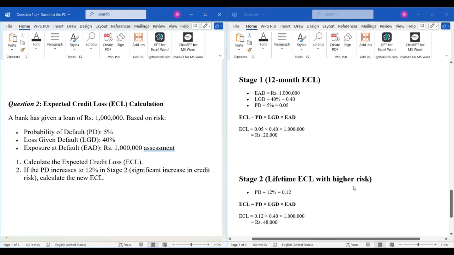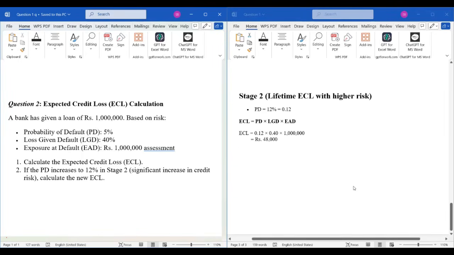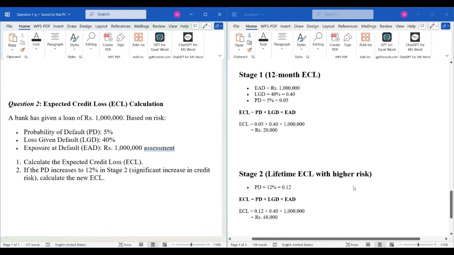The second one says that if the PD increases to 12% in stage 2. In the first scenario they gave that the probability of default is 5%. Now they say that if the probability of default increases to 12%, what will happen? Again, the same equation, but this time the PD is not 5%, it's increased to 12%. Loss given default is the same 40%, and the EAD is also the same 1 million.